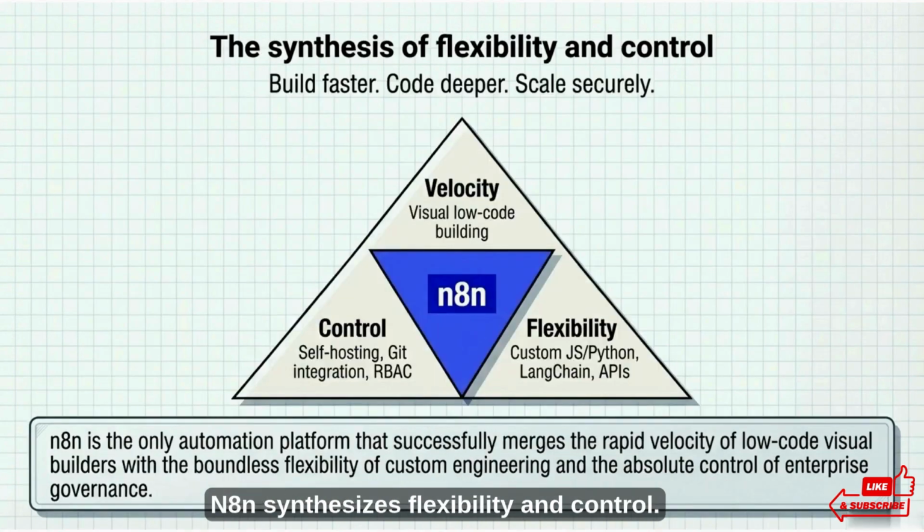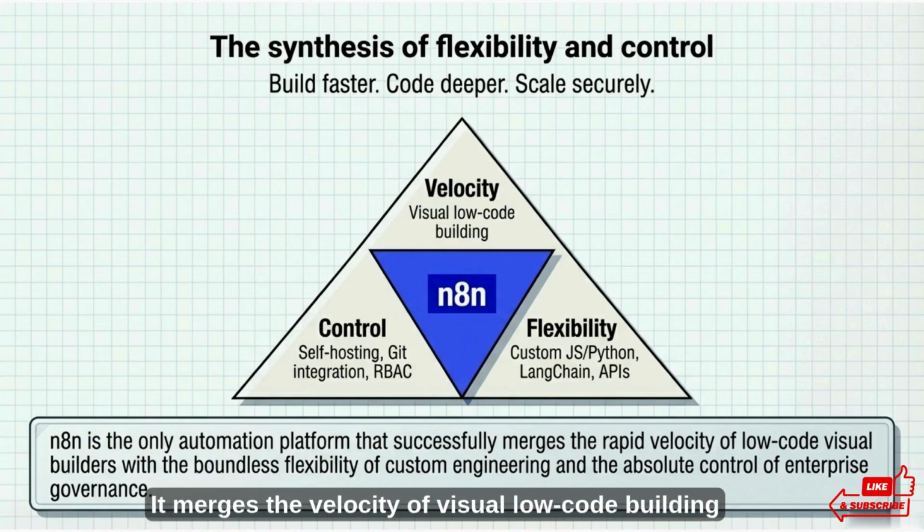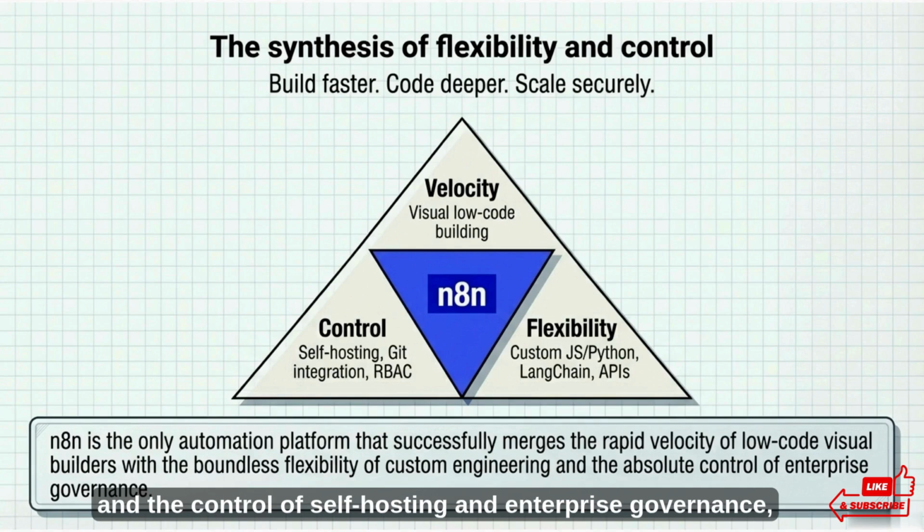n8n synthesizes flexibility and control. It merges the velocity of visual low-code building with the flexibility of custom JS/Python and APIs, and the control of self-hosting and enterprise governance, RBAC.